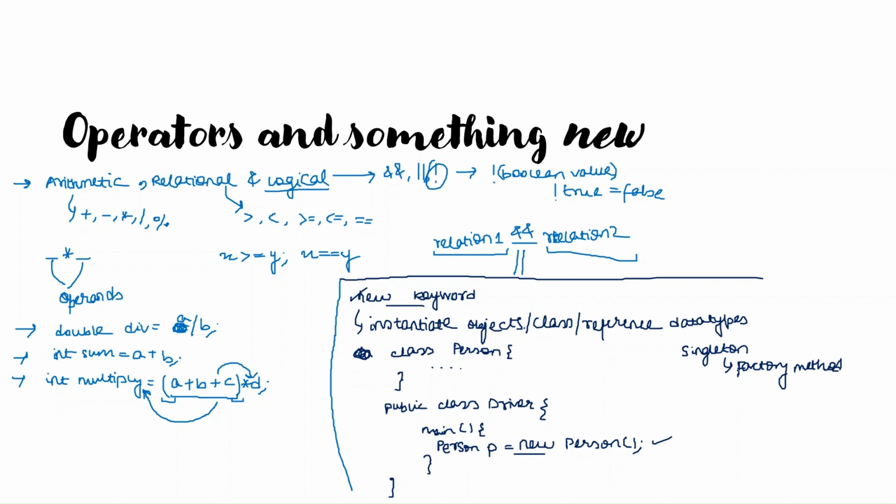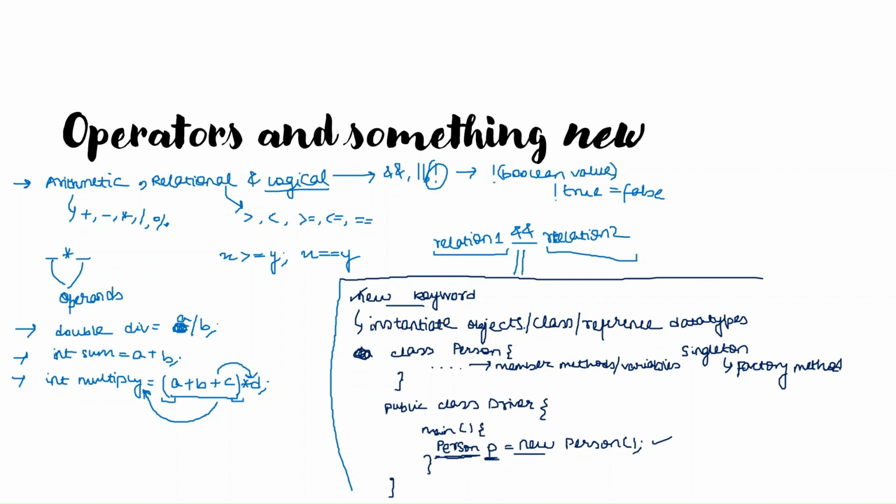In order to access the member methods and variables, the instance variables, you need to instantiate the class. You need to have an instance of this class. So here, this variable p is the instance of the class person.